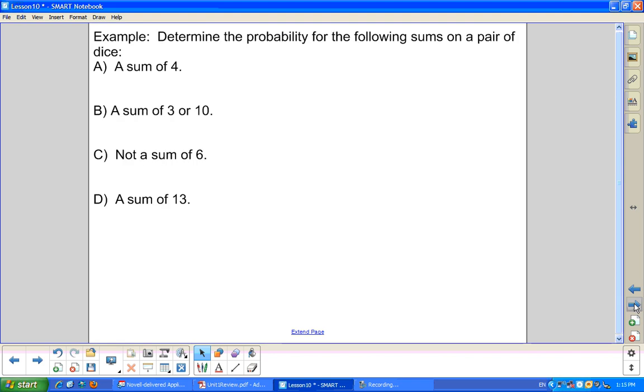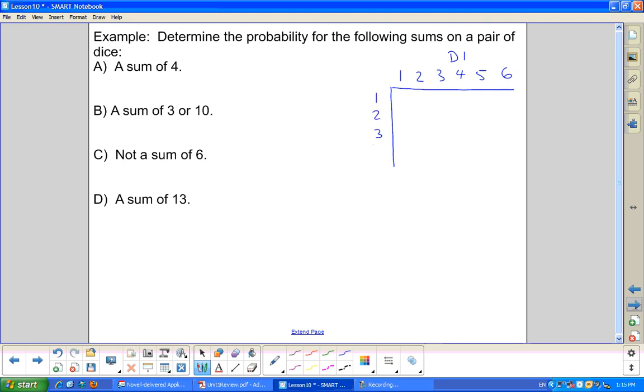So the example: determine the probability for the following sums on a pair of dice. So we're looking at what's the probability of rolling a 4. Well, some of you have seen me create this chart. Dice 1, 1, 2, 3, 4, 5, 6. This dice chart wouldn't hurt having it handy because a lot of the textbook questions use the dice chart. So the dice chart basically works this way. These numbers on the top and down the side that I've just completed, they represent what came up on the dice. Inside then is the sum.